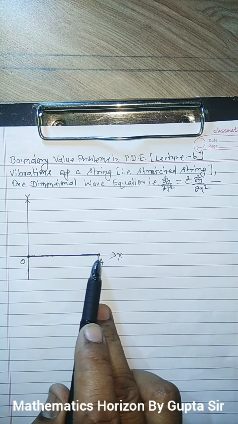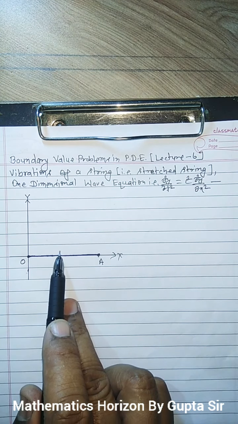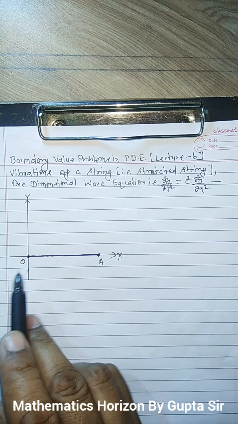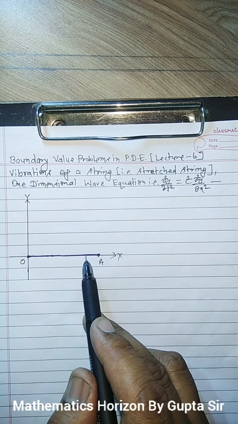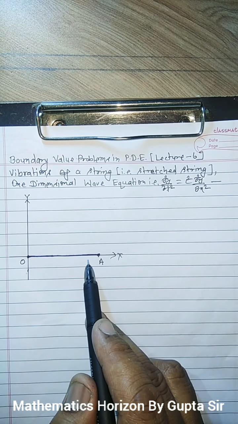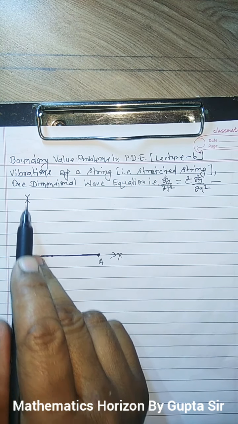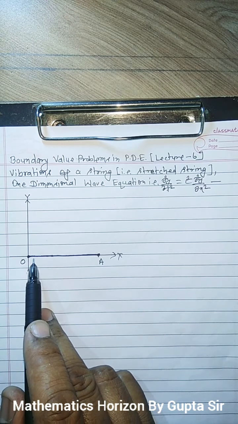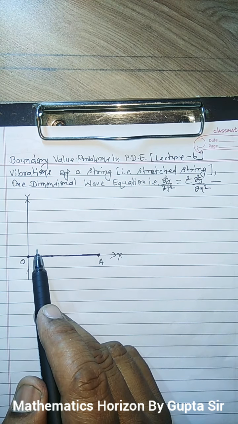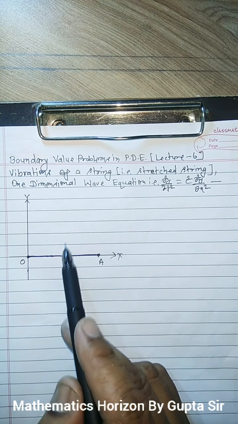Initially it is in equilibrium position, there is no motion here, and when it is slightly displaced from its equilibrium position OA, then taking the end O as the origin and OA as the x-axis, and a perpendicular line through O as the y-axis, we shall find the displacement y as a function of the distance x and time t.